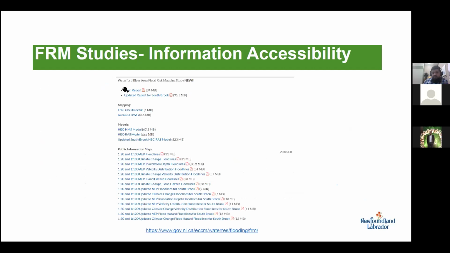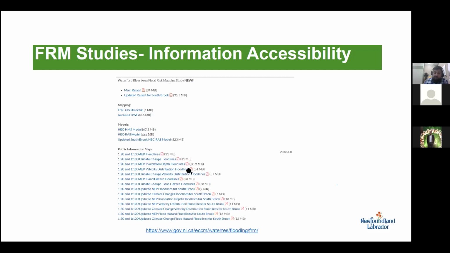For example, this is the Waterford River area flood risk mapping study. We'll have the main report. If there's any updates, they would be there. The mapping would be there in ESRI format, in AutoCAD format. We also are now putting out the HEC-HMS models, HEC-RAS models. If the model is updated, HEC-RAS, that's also put out. And then we have all these maps I talked about. Remember these all, the velocity profile map, the climate change map. So we have all of these maps now which are being put out there too. And it's all publicly available.